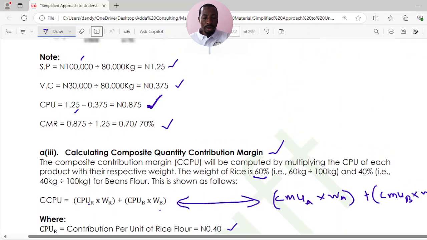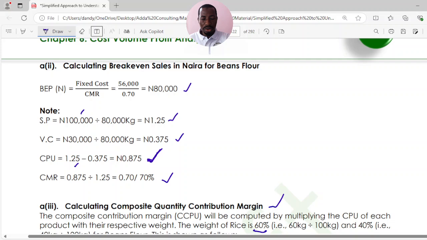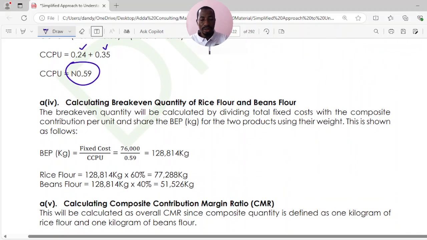Then number 4 of the requirements, you are to calculate break-even quantity of both products, assuming that consumer purchased composite 60 kilogram of rice flour and 40 kilogram of beans flour. Okay, in this situation, what are you supposed to do? The break-even quantity will be computed by dividing the total fixed cost with the composite contribution per unit and share the break-even point kilogram for each of the two products using their weights.